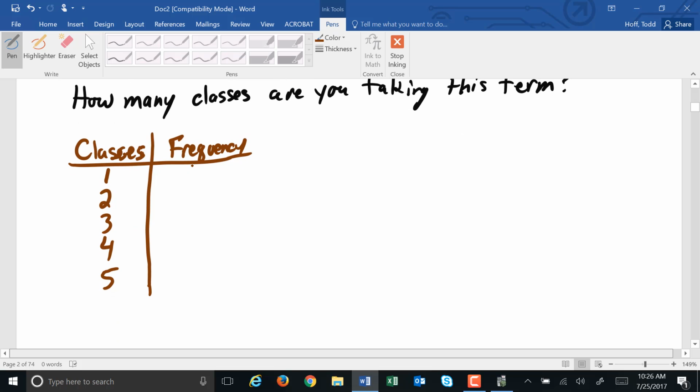So let's say that in the students we surveyed, we had 23 were taking 1 class, 32 were taking 2 classes, 17 were taking 3, 8 were taking 4 classes, and only 5 were taking 5 classes. That's the frequency table. From that, we can make a bar graph. Or we could do a circle graph.